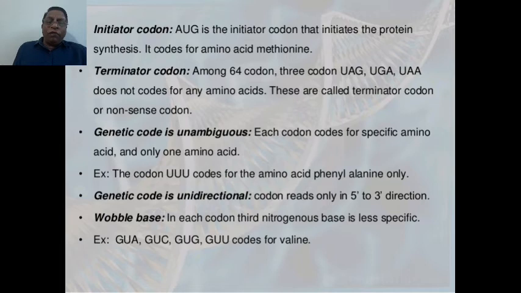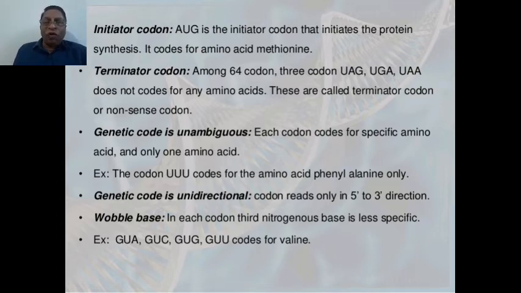In the genetic code, the first two letters are very important, irrespective of the third letter. Say for example, GUA codes for valine. GUC also codes for valine. GUG also codes for valine. GUU also codes for valine. If you examine carefully, the first two letters are very important. That is GU, GU, GU, GU means it codes for valine, irrespective of the third letter.